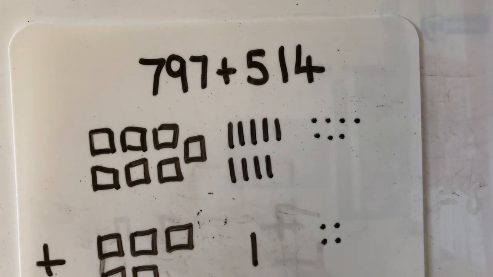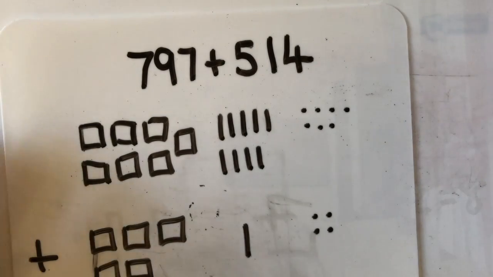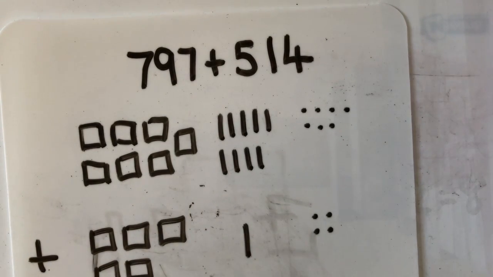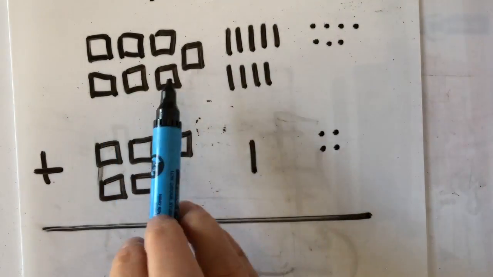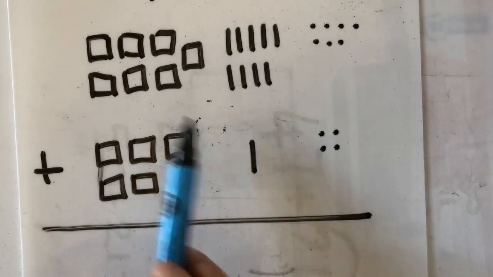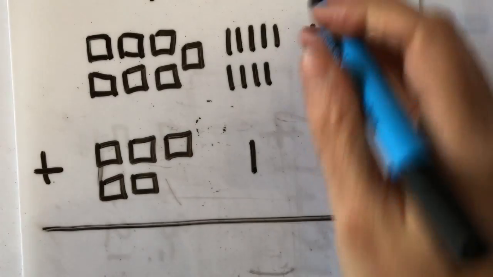I'm going to carry on with what happens when we are using that written method for addition when regrouping is involved. So the calculation I've got for you is 797 plus 514, and I have drawn it out using our Dienes. You can see here 797 and 514. And so we'll see straight away, I'm going to add these up.